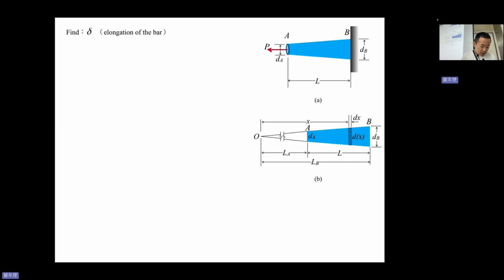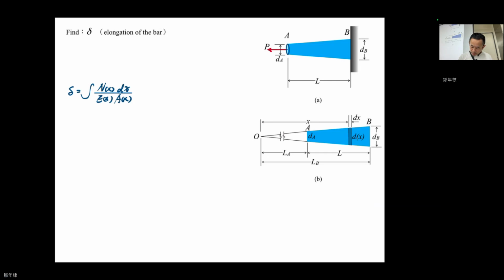What is delta? Delta is summation Nx dx divided by Ex Ax. All right. So what is it?